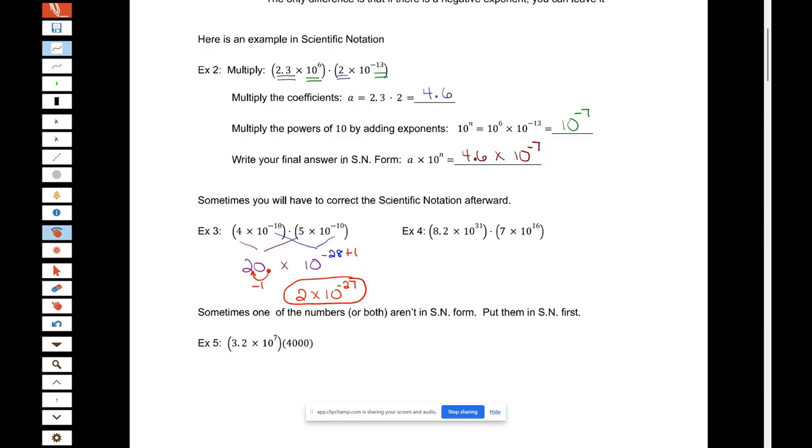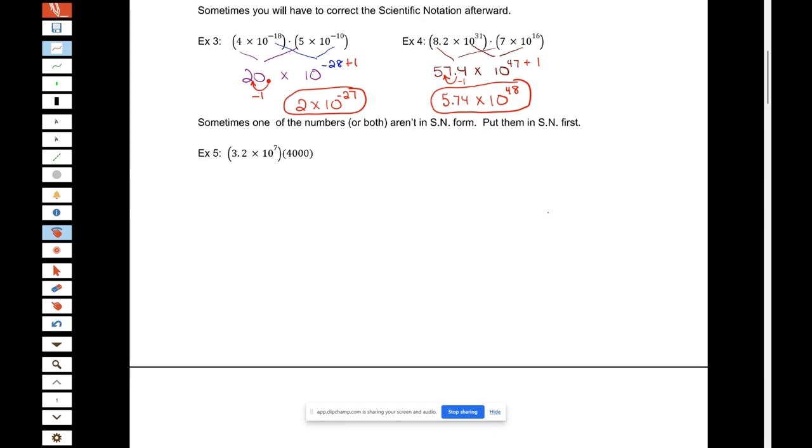All right, let's look at the next one. If we do 8.2 times 7, we get 57.4. And then if I add my exponents, times 10 to the 47. But I need to correct my scientific notation because 57.4 is not between 1 and 10. So I make it 5.74. So I've subtracted a power, I add a power. No, oops, add a power. And that would be 48. So if it's not in proper scientific notation, we will correct it.